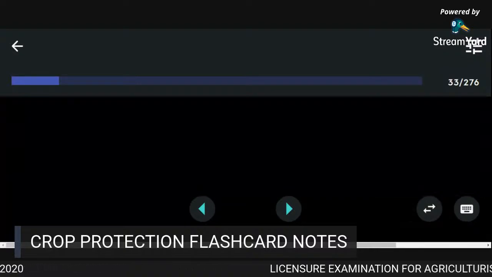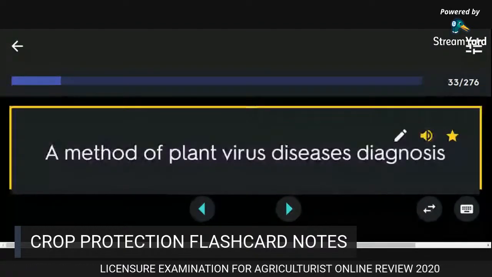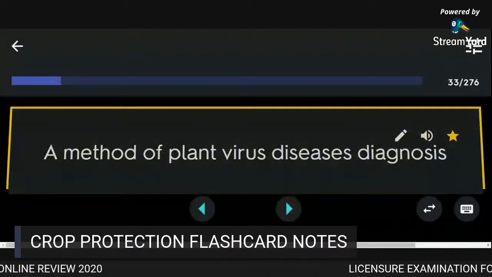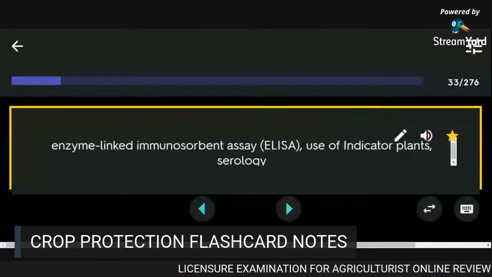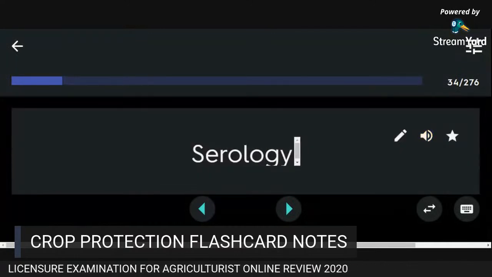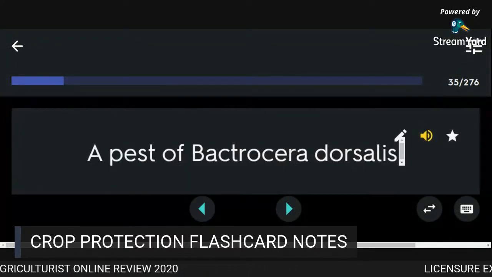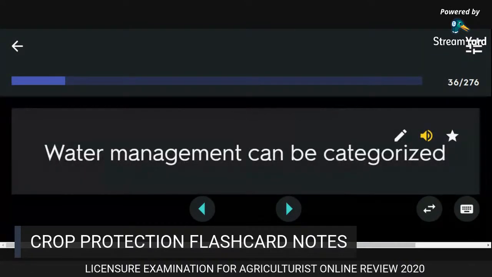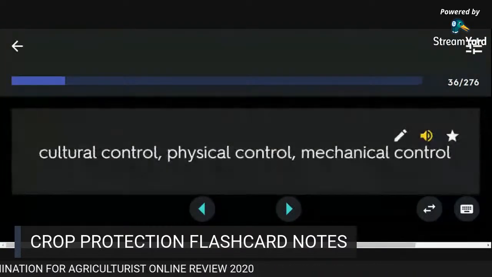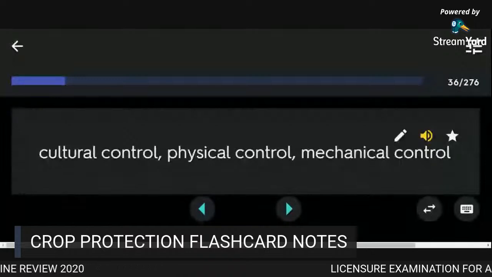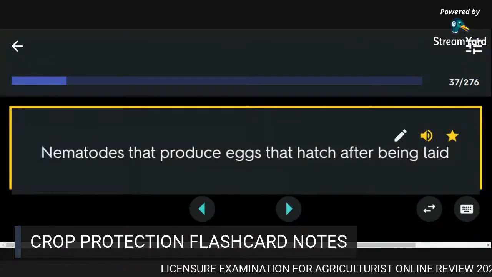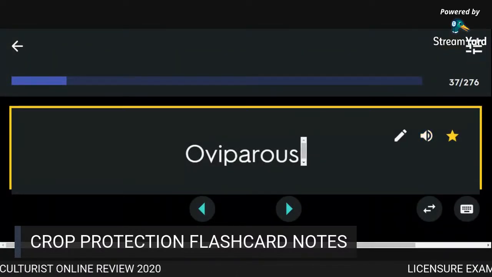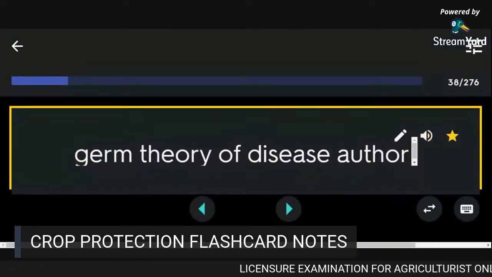A method of plant enzyme-linked immunosorbent assay. A pest of mango: Bactrocera dorsalis. Water management can be categorized as cultural control, physical control, mechanical control. Nematodes that produce eggs that hatch after being laid: oviparous. Germ theory of disease author: Louis Pasteur.